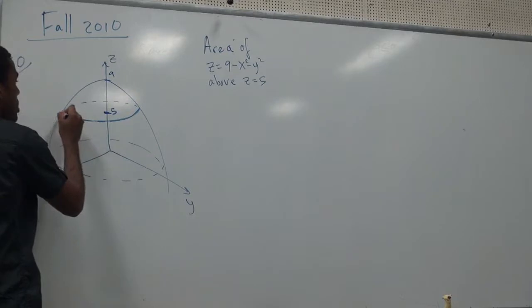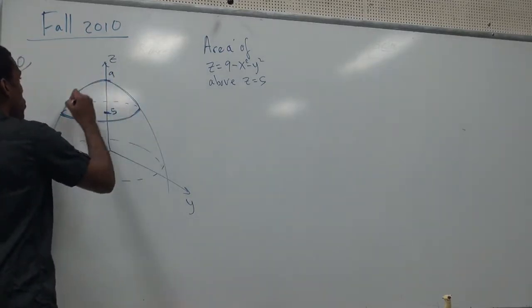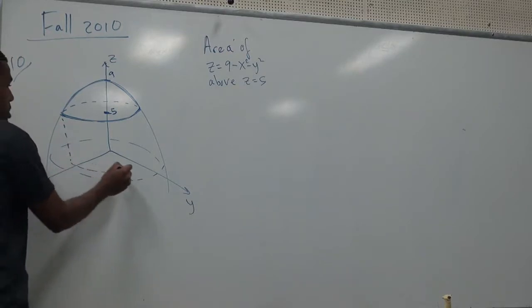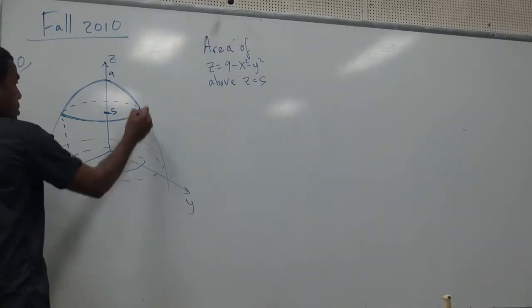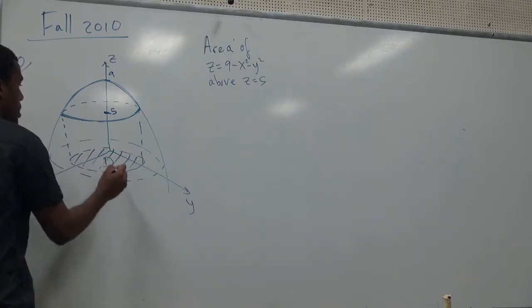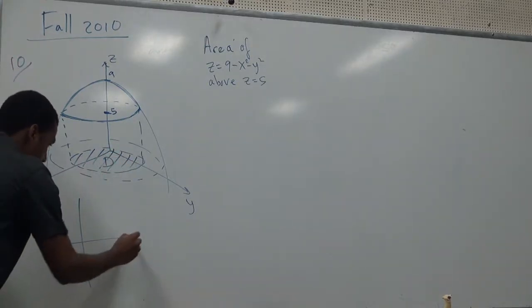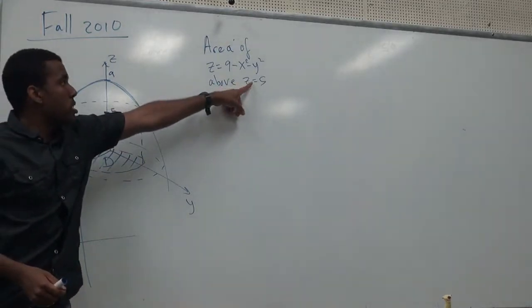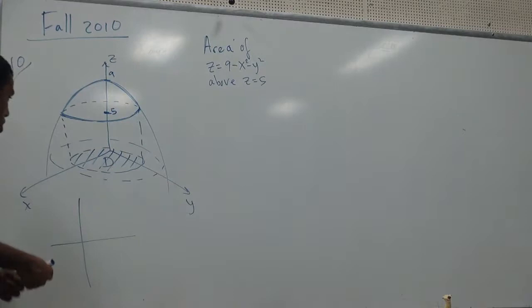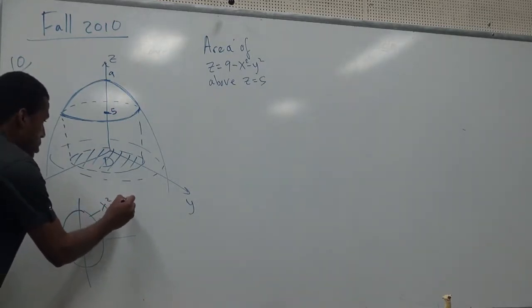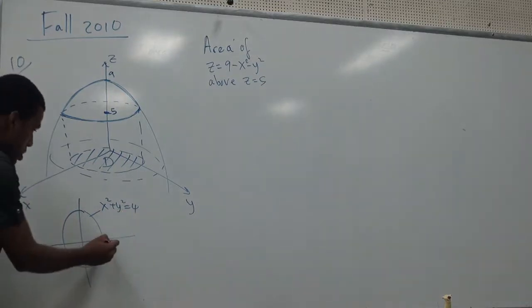So really you're looking just at the cap here. You want the area of that cap, but you're going to have to figure out what the region of projection is, D. So what is your D actually? It's the circle with the radius. It's the intersection. You plug in z equals 5 into here, and you'd actually get the equation x squared plus y squared equals 4. So that's the circle of radius 2.